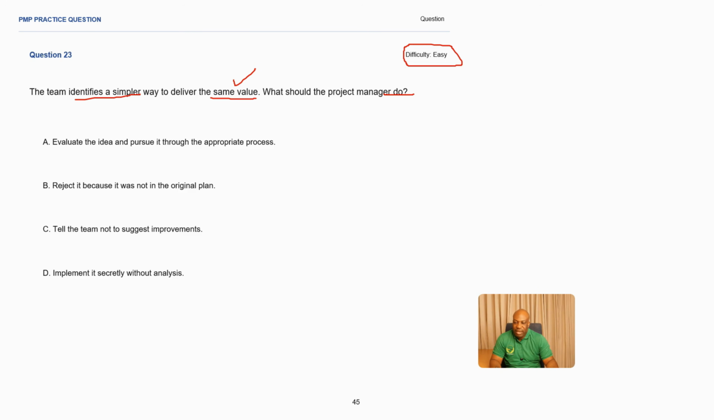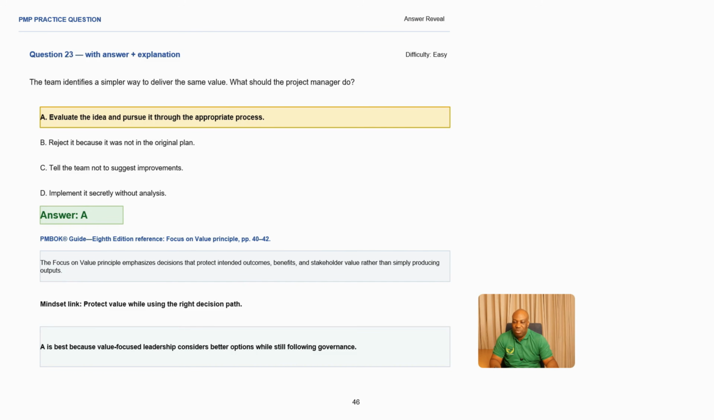Evaluate the idea and also pursue it through the appropriate processes. Okay. I like the word evaluate because you're getting more information. Reject it because it was not in the original. In the project management process, you don't reject anything before you understand it. So making this an incorrect answer. Tell the team not to suggest improvements. You don't block the team from suggesting improvements. Remember the mindset. The team members are the subject matter experts, not the PM. So making this an incorrect answer. Implement it secretly without analysis. Everything should be transparent. So this makes this answer incorrect. Then making the correct answer A.